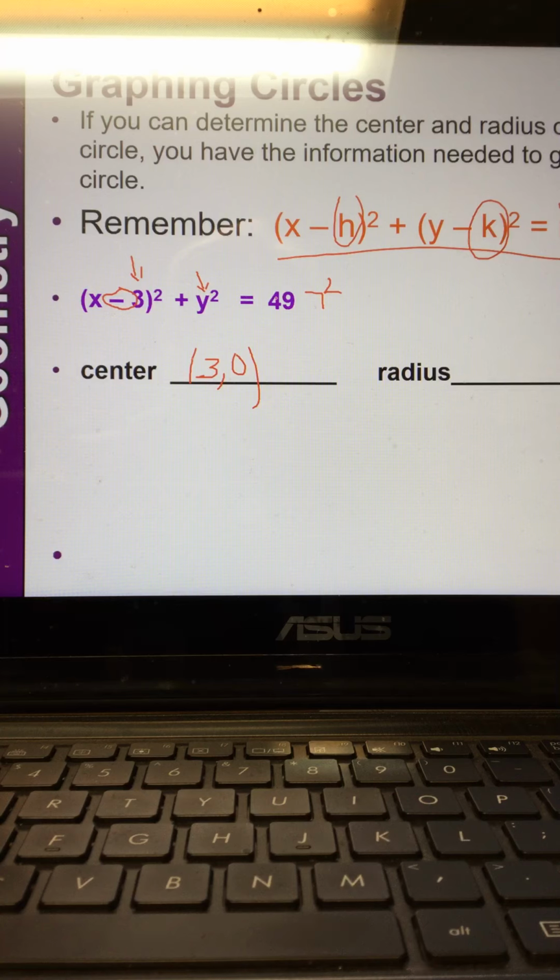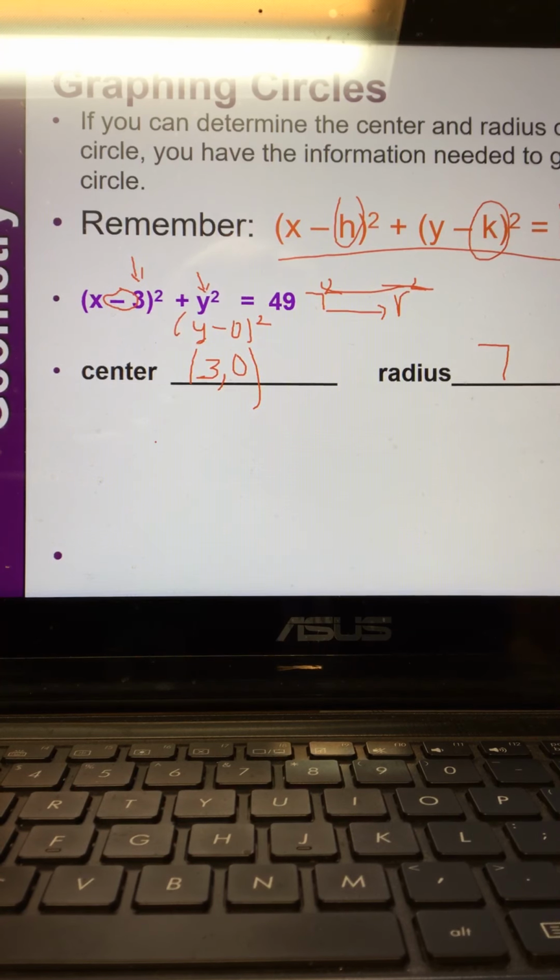Now remember, what is being squared here? The number that's being squared is your radius. So your radius is not 49, but 7. What was subtracted from your x is your h, or your first number. What's being subtracted from y is the number 0. Nothing is being shown subtracted, so you have to imagine that it is really like this, y minus 0. And then what was squared to get 49? 7 was squared, and so our radius is 7.